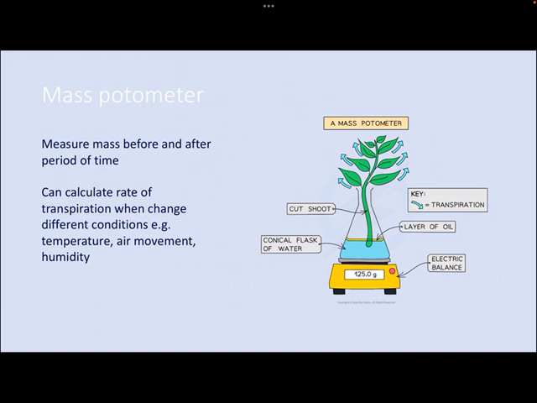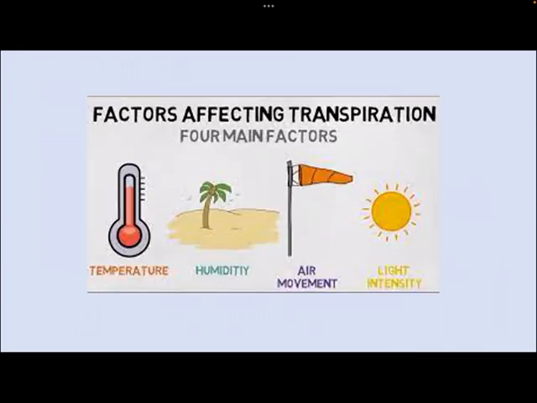A mass spectrometer is similar to this, where you would weigh the apparatus, leave it for a period of time in the conditions you want to change, and then take the new mass. And again, you can work out the rate of transpiration because you have the change in mass and you also have the time. So the factors that affect transpiration: temperature, humidity, air movement, and light intensity.